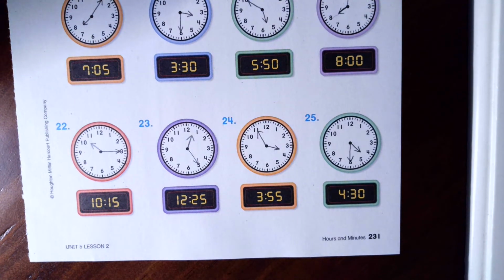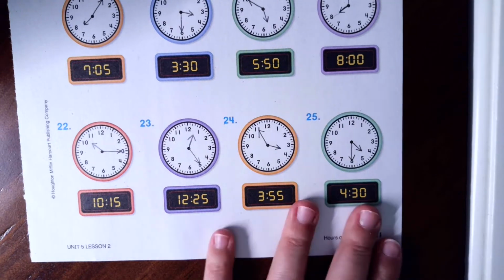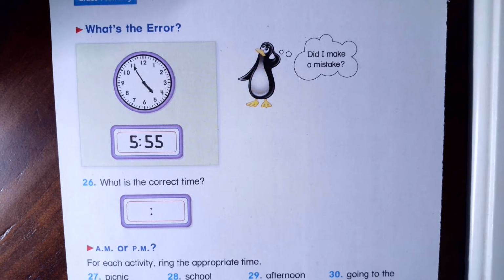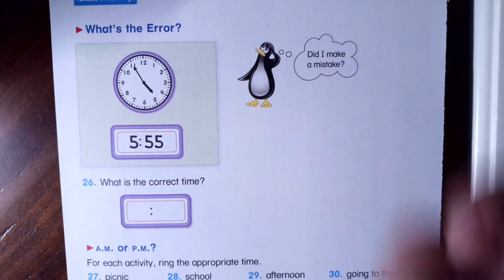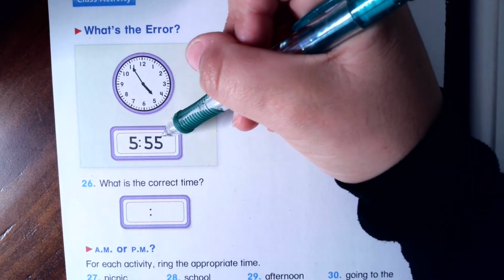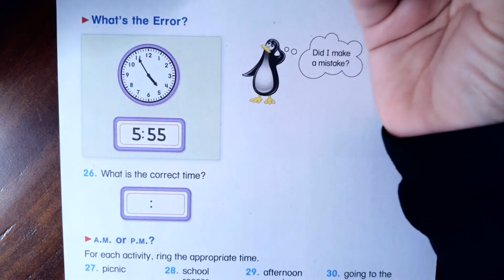Excellent job, my friends. Let's go ahead and see what's going on with Puzzled Penguin. Poor Puzzled Penguin. He says, did I make a mistake? So he reads this clock and he says that it is 5:55. So let's check it out.